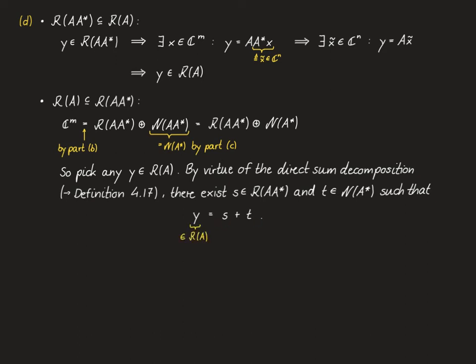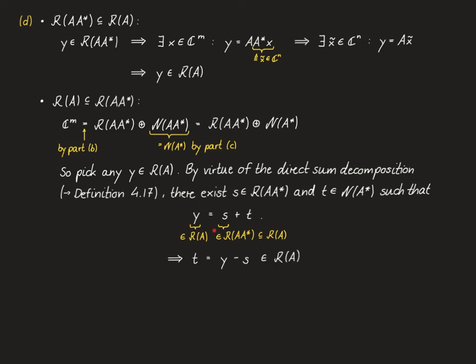By assumption, y is an element of the range space of A, and s is an element of the range space of A star. By the first part, however, we know that the range space of A star is a subset of the range space of A, so s is also an element of the range space of A.